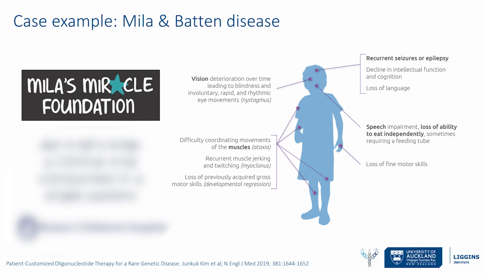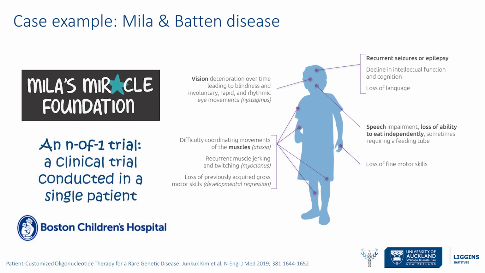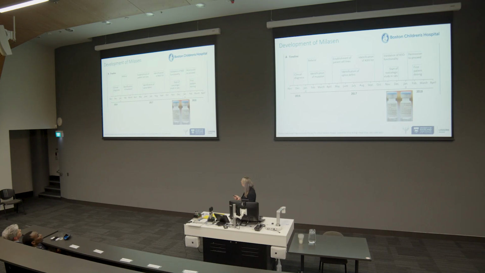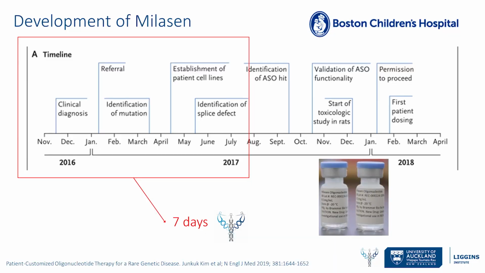And similar to SMA, an RNA splicing error was the cause of Mila's disease, leading to a faulty MFSD8 protein. So together with Mila's parents, scientists at Boston Children's Hospital decided to launch an N of 1 trial and developed Milasen, this ASO drug that could restore the function of the faulty protein in Mila. Now, unfortunately for Mila, the process was quite slow and the treatment ended up being too late. But this pipeline does really highlight the potential for the development of these treatments for completely unique or rare diseases. And this timeline here shows the time it took to develop Milasen, from the time of diagnosis right the way through to the time the drug was in production.